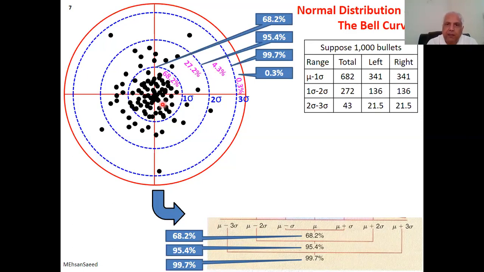So between mu, which means bullseye, and one sigma, there would be 682 bullets. Between one and two sigma, 272 bullets, this one here. And between two and three sigma, 43 bullets. And of course, three bullets would be outside three standard deviations.